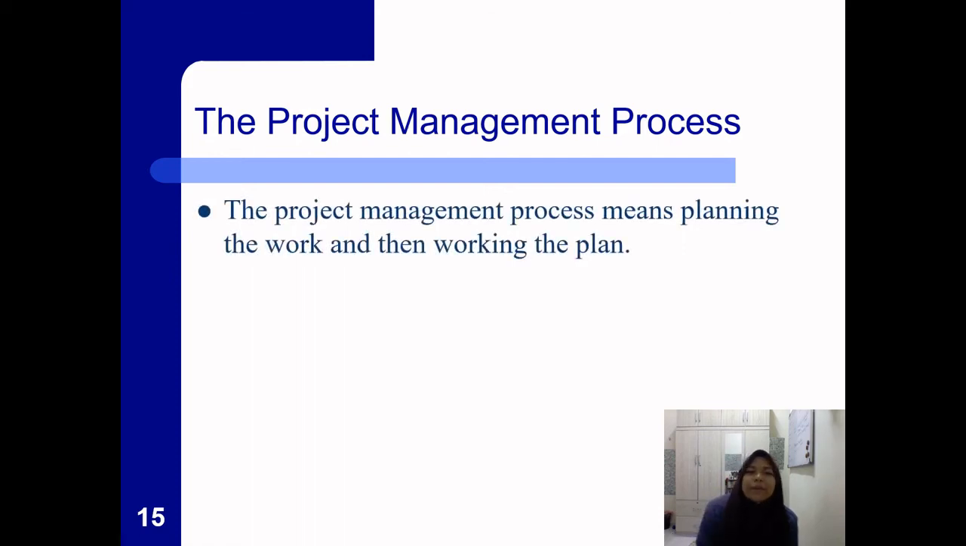Next, we have the project management process. The project management process is planning the work and then working the plan. First you need to plan how to develop the project or how to organize the project, and then you need to work that plan out. So that is the project management process.